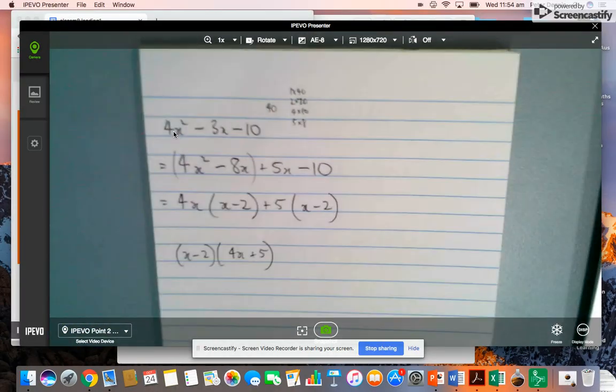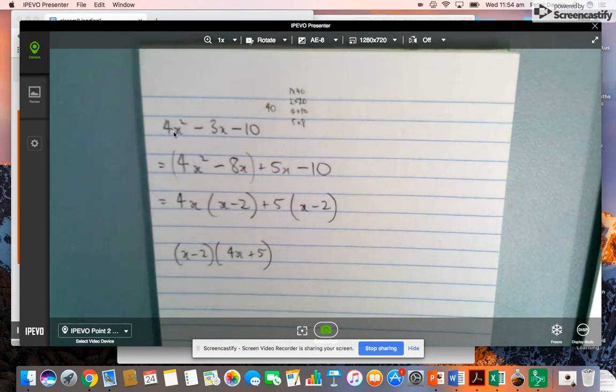And that's how you factorise a quadratic. Hope that's made some sense of it.